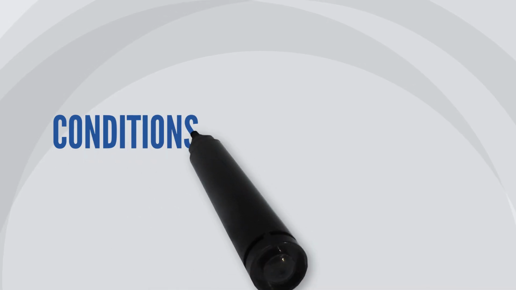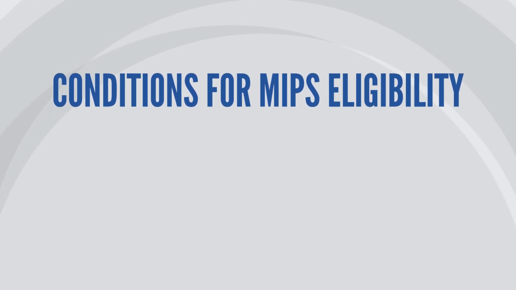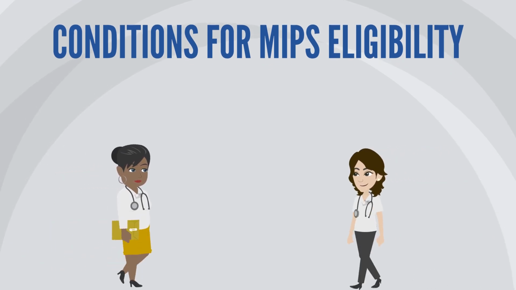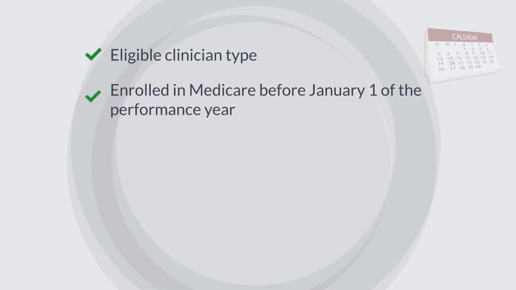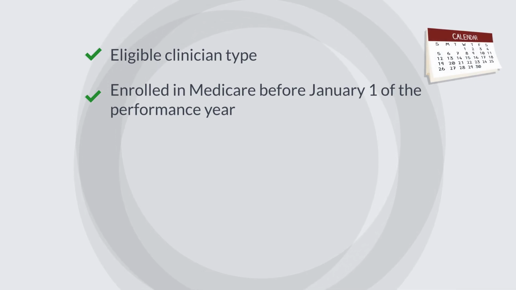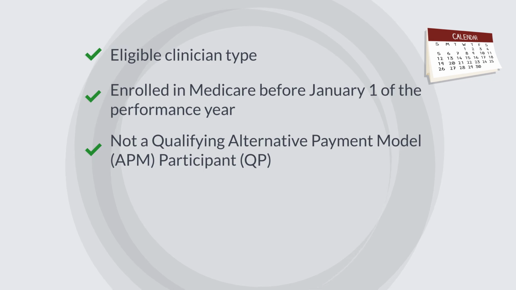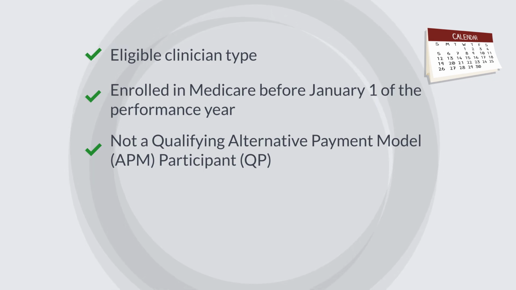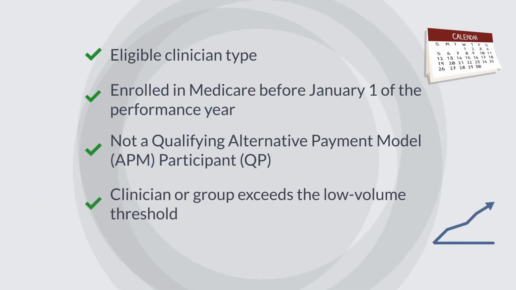Let's begin by reviewing how MIPS eligibility is determined. You're considered a MIPS eligible clinician, i.e., required to report, and are eligible to receive a payment adjustment when you meet all of the following criteria. You're an eligible clinician type, and you enrolled in Medicare before January 1st of the performance year, for example, by January 1st, 2024 for the 2024 performance year, and you're not identified as a qualifying alternative payment model, APM participant, or QP, and you exceed the low volume threshold at the individual or practice level.